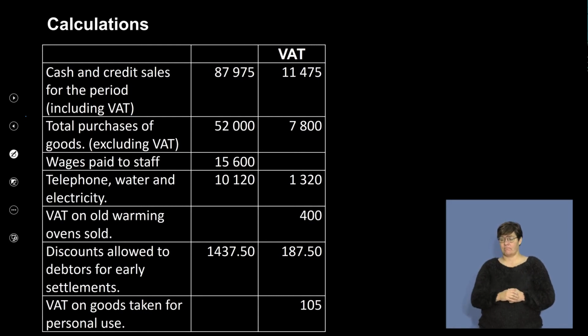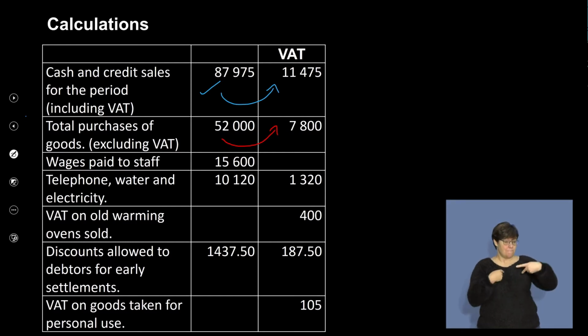So if we look at our calculations so far, you can clearly see that on my cash and credit sales, my VAT amount was 11,475, which we calculated, right? Okay, then let's just change the color here. We paid VAT on our purchases to the amount of 7,800. That will now be the input VAT. So the cash and credit sales was my output. This is input. Wages paid to staff, I know, is not applicable, so there will be no VAT on it. When it comes to telephone, water and electricity, I have paid VAT, which I can claim back. It would be part of my input VAT. So therefore, on that one, the input VAT amounts to 1,320.